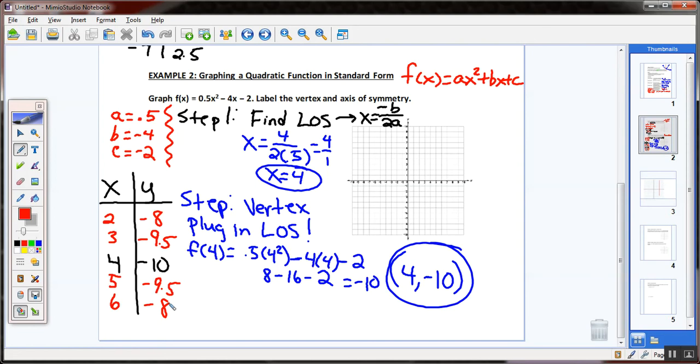Okay, so let's try and plot those points. You guys go ahead and plot those points. 2, negative 8, 3, negative 9.5, kind of guess where that's at. I would say if you have 5 good points, you've got a pretty good start to your quadratic. So go ahead and plot those points then. All right, 2, negative 8, you've already plotted the vertex for negative 10.